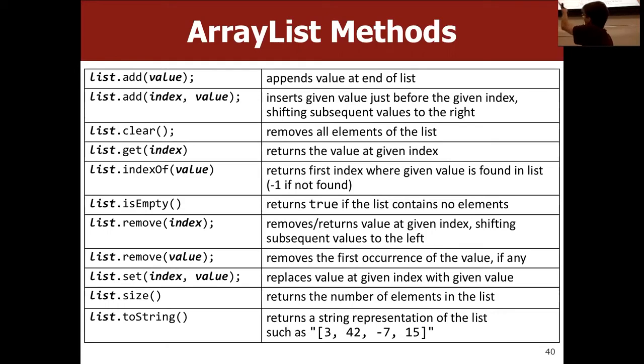You can check if it's empty. You can remove something by index or by value. So you can say remove the item at index 5, or remove this string from the array list, which is pretty cool. And then if you just want to replace the value at a given index, you can say set, and there's some other cool stuff as well.